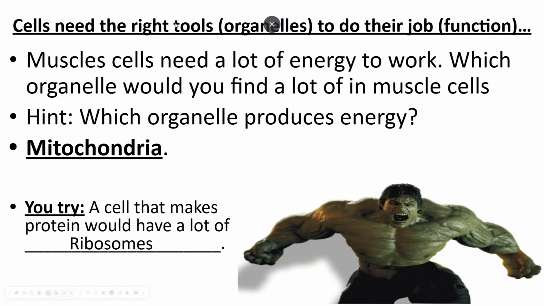So again, cells need the right tools, the organelles, to do their job. Now, the word we're going to use in biology for a job is a function. And when I talk about the right tools and organelles, usually I'll say the structure. So the cell needs the right structure to do its function. The structure allows the cell to do its function. So this cell here, its structure is that it has a lot of mitochondria, which allows it to do its function of essentially being a muscle cell and getting a lot of energy. This cell here, its structure is that it has a lot of ribosomes, which allows it to do the function of making protein, which is its job.